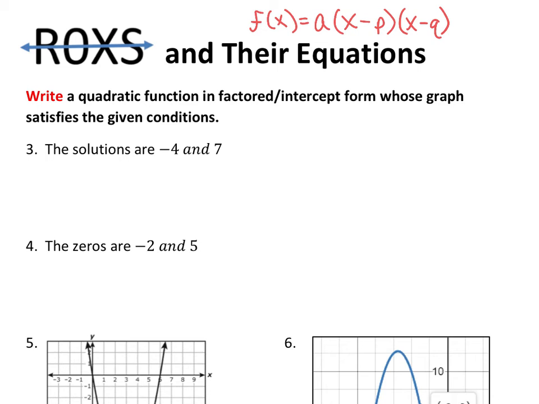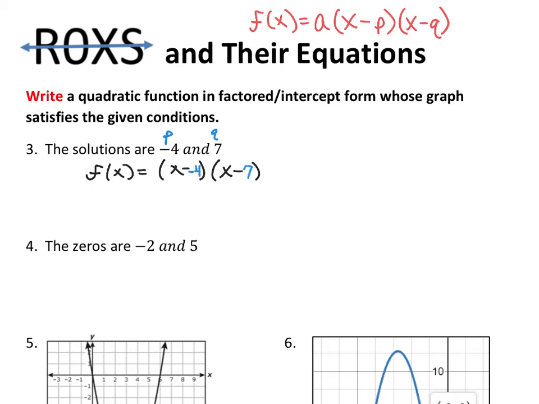Great, so number 3 says, here's your information you have. You know that the solutions are -4 and 7. Well, that's P and Q, so this would be f of x equal to, it doesn't tell me anything about a, so I'm going to skip a, and I'm going to fill in the P and Q that they gave me, x minus -4 and x minus 7.